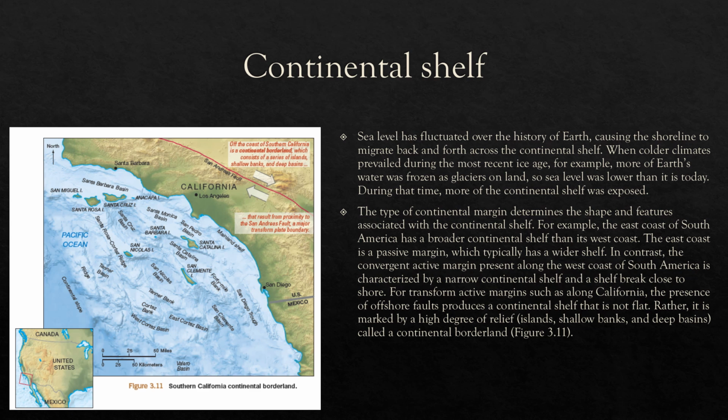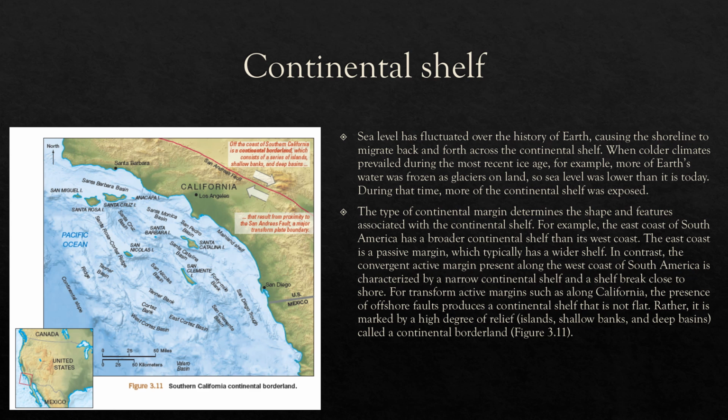In contrast, the convergent active margin present along the west coast of South America is characterized by a narrow continental shelf, and the shelf break is close to the shore. For transform active margins such as along California, the presence of offshore faults produces a continental shelf that is not flat. Rather, it is marked by a high degree of relief, which includes islands, shallow banks, and deep basins called a continental borderland. So the features of the continental shelf again depend on the type of continental margin.